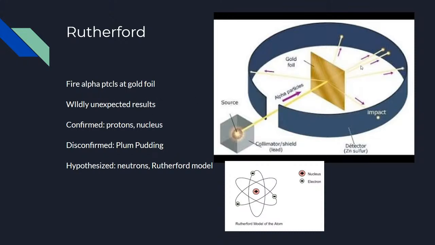But even more surprising than that, some of them deviated slightly as if they'd interacted with something. Some of them deviated a bit. Some of them bounced off the gold foil almost straight backwards. Or they went radically sideways. The reason he was able to see this is because of what's known as a scintillation screen. It's just something that would give off a little brief glow in response to being struck by an alpha particle.